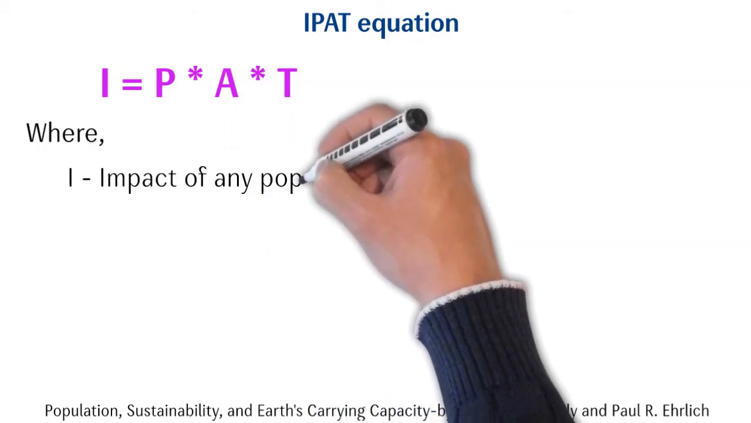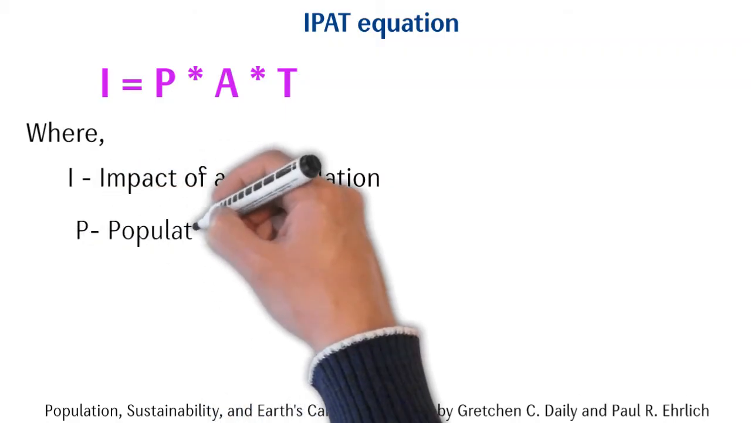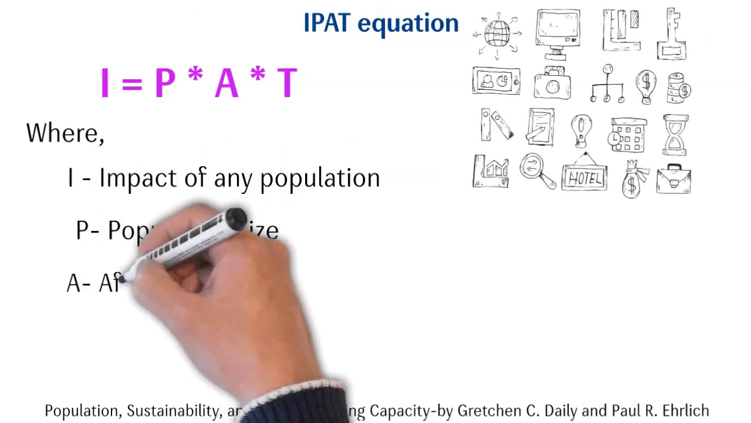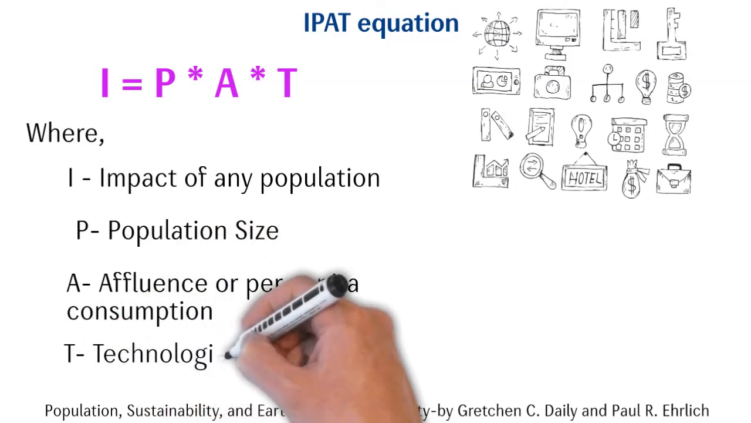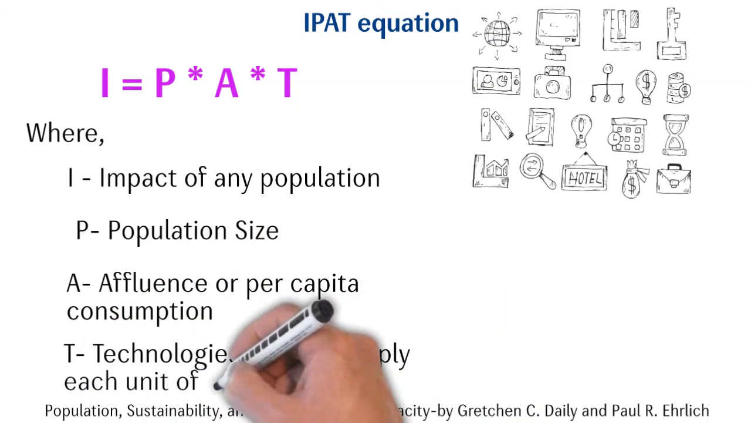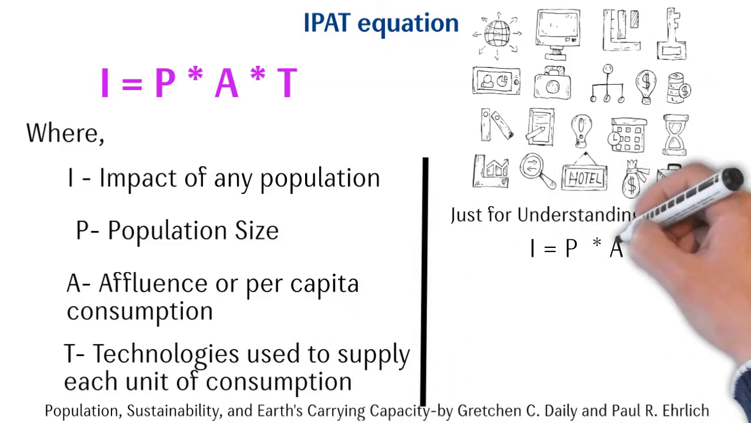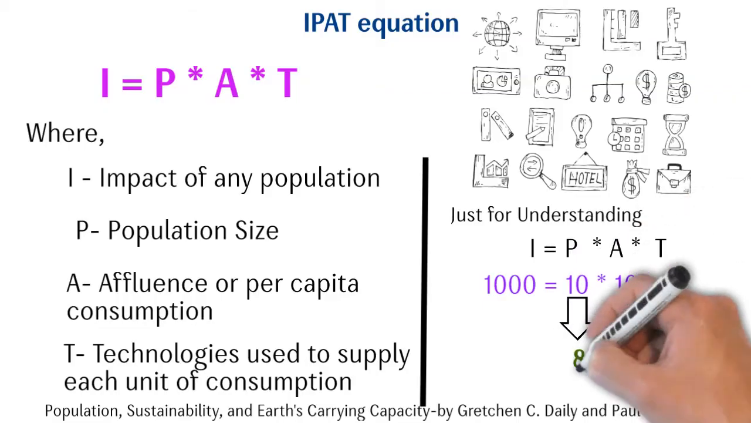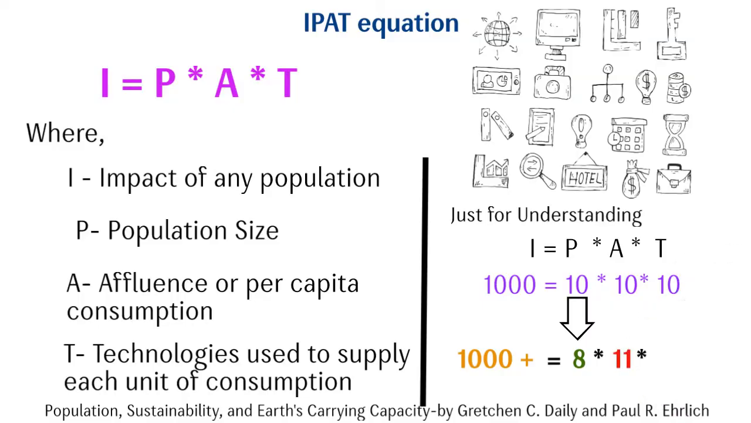stands for the impact of any population and can be expressed as the product of 3 characteristics: the population size P, its affluence or per capita consumption A, and the technologies T used to supply each unit of consumption. These factors are not independent. For example, after decreasing the population, the impact will not be reduced if the affluence level and technologies are not in check. All these 3 factors in totality will determine the impact.